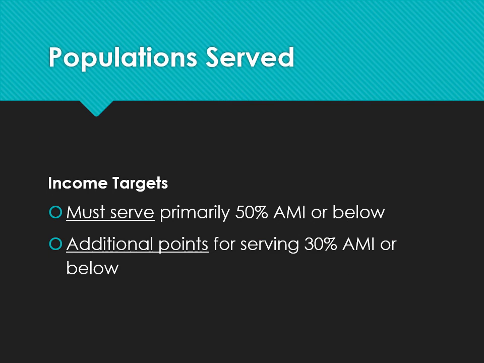Population served is broken down into two categories: income and special needs groups. For the income category, your program must serve primarily households that earn 50% of the area median income or below. By primarily, we define that as 51% of your clients or more. In addition, your program may receive additional points if a significant portion of your clients earn below 30% of the area median income.